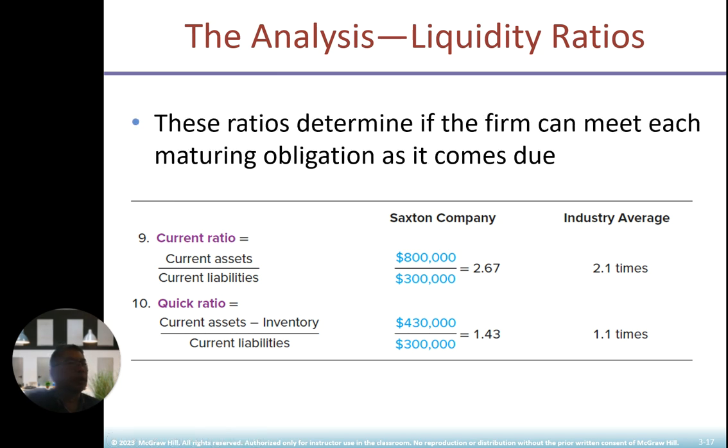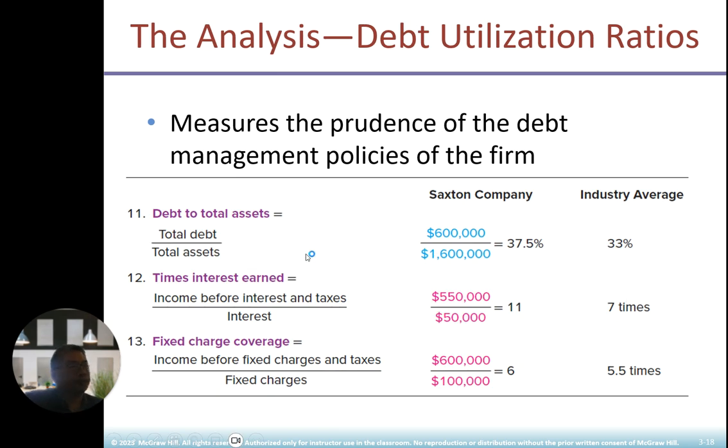Okay, let's look at the leverage ratios. It depends on whether the firm can meet maturity; the higher it is, the more likely they are able to pay out. Look at the measure of prudence of the debt management policy of the firm. The total debt divided by total assets is 37.5, then divided, it is 33%. Income before interest and tax, which is 550, divided by interest, which is 50,000, is 11 times, compared to 7 times. Okay, so they can cover the interest.